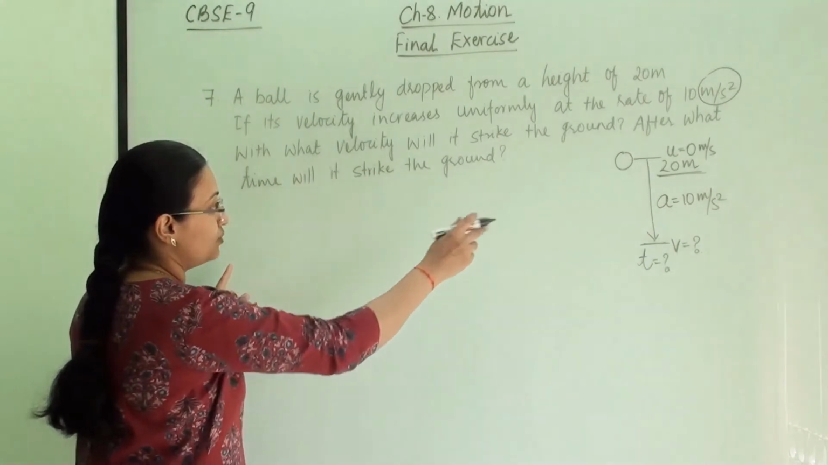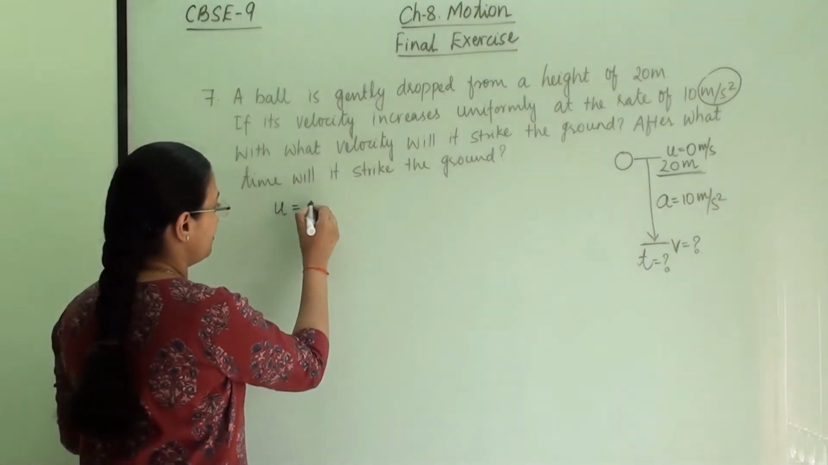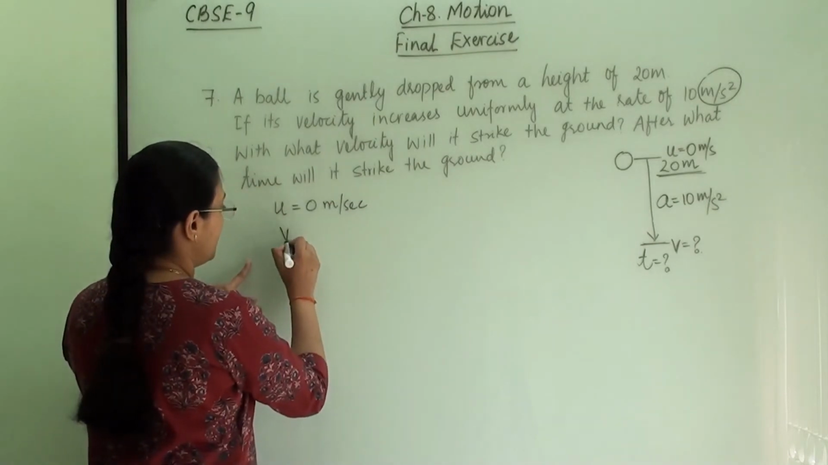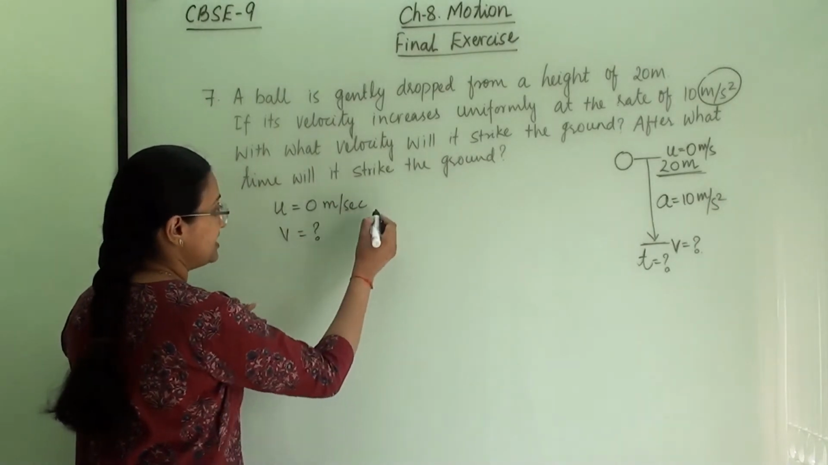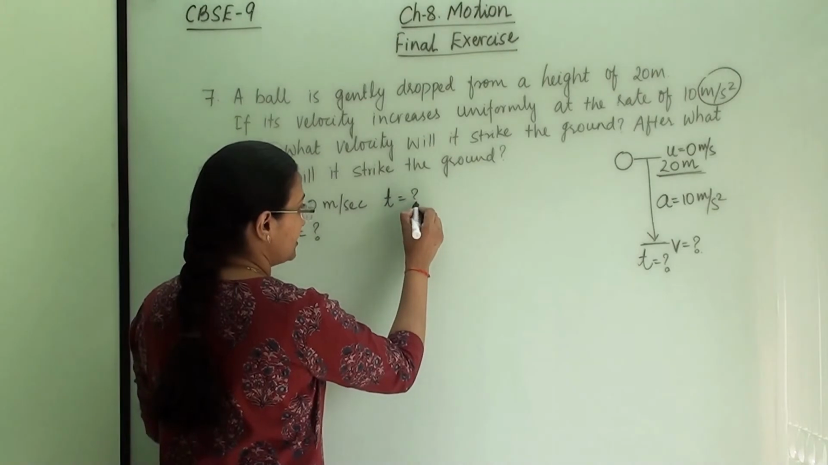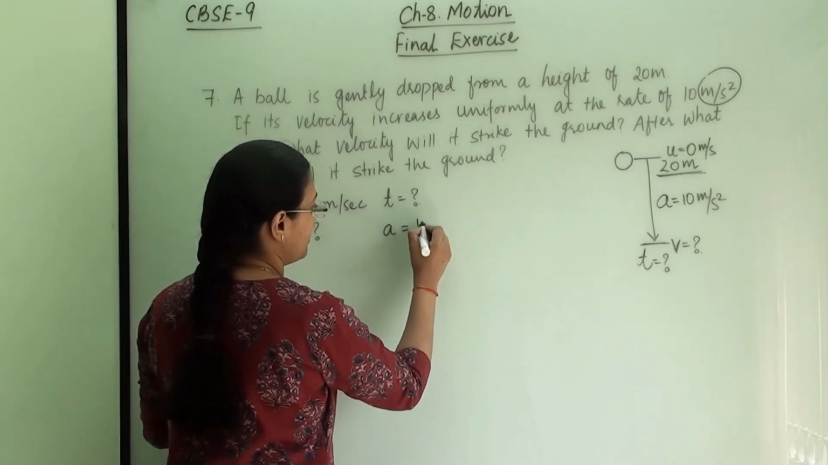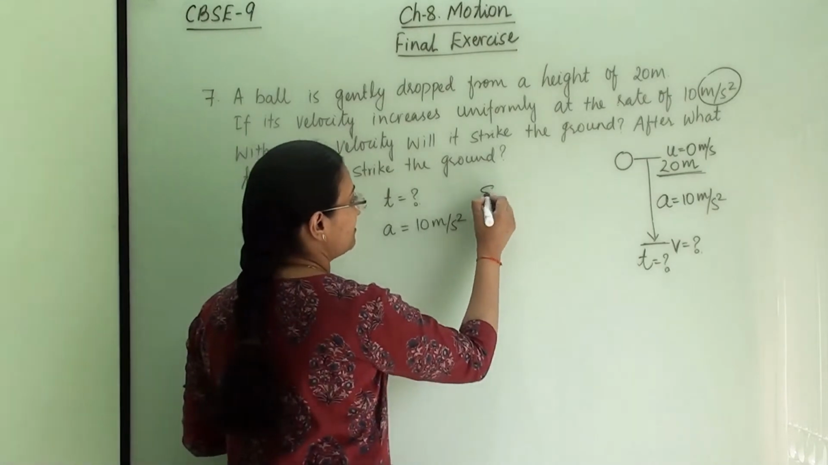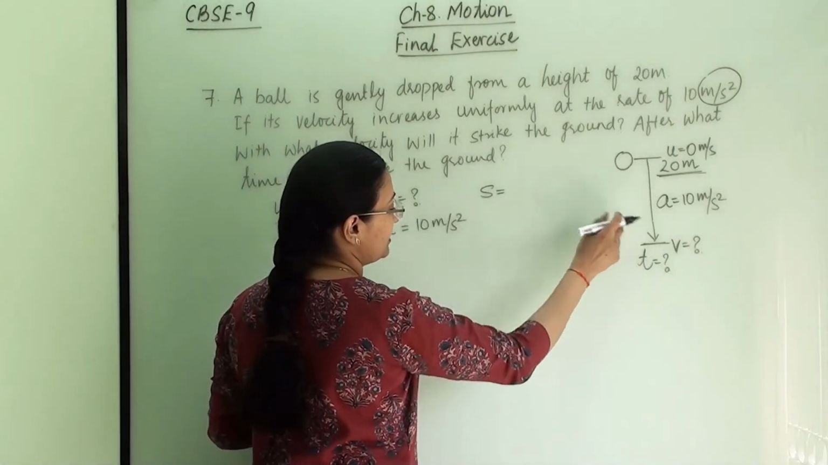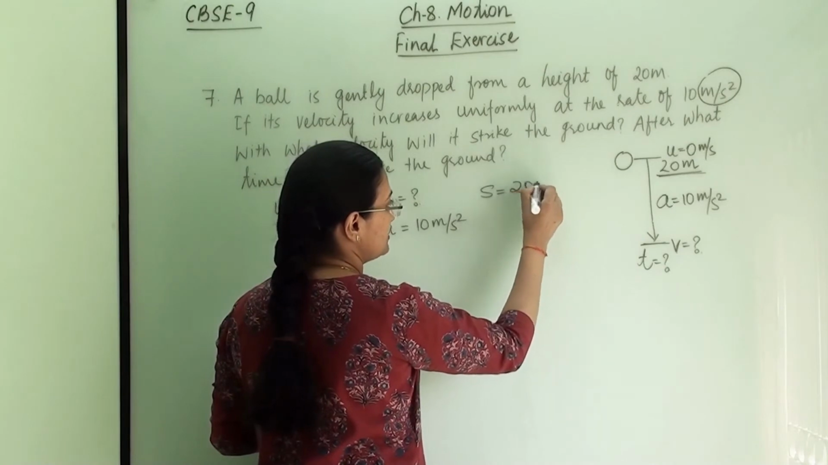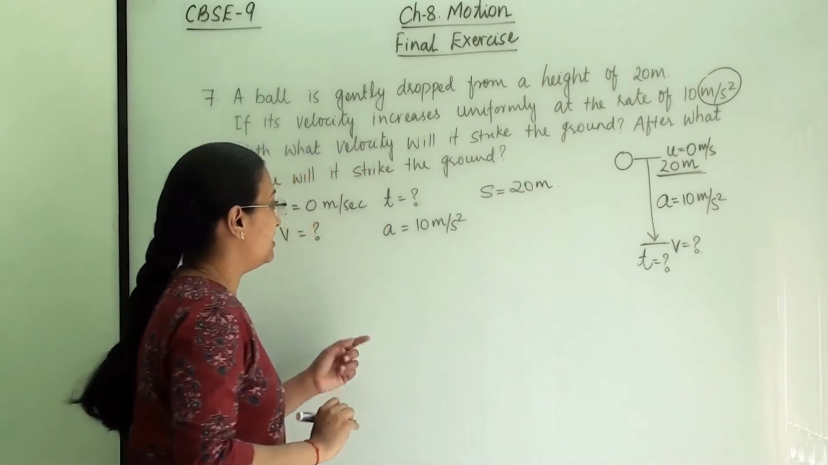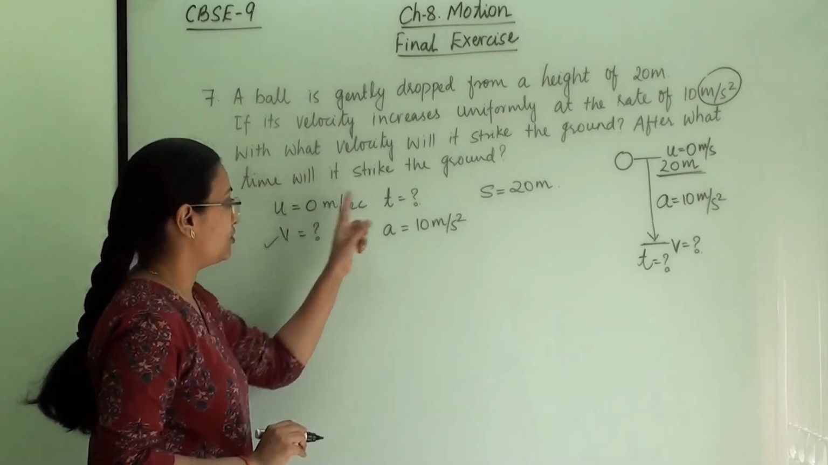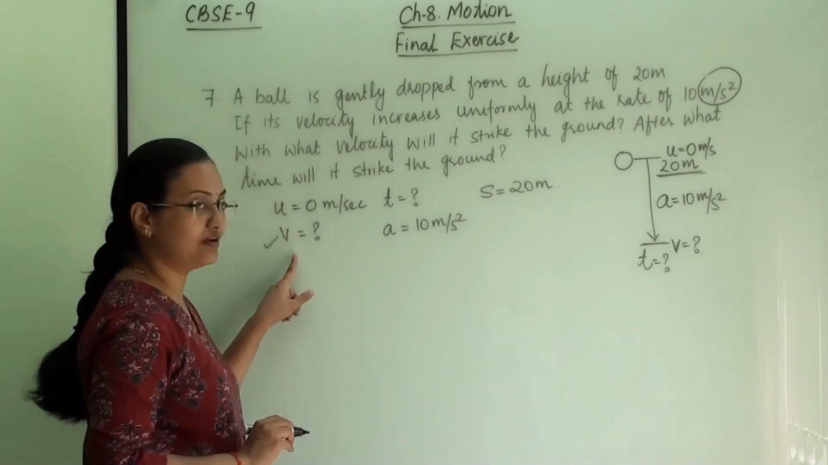So let us note down all these things. Initial velocity is 0 meter per second. Final velocity we have to find out. Time we have to find out. Then acceleration, they have given that, 10 meter per second square, and they have given the distance. That height they have given, that is our distance, 20 meter. Now we will find out the final velocity from all this data.